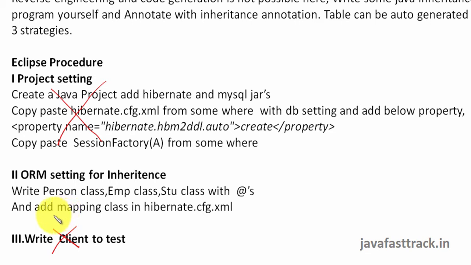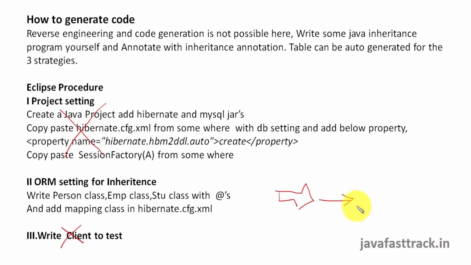Later, you add those mapping classes in the Hibernate configuration file. So just write your POJOs, person, employee, student with inheritance annotations. Since we don't have mapping files this time, you have mapping classes only. Load those mapping classes in the Hibernate configuration file. Now I'll show you how the code will look with annotations. The person, employee, student. So how it is going to look with annotations.